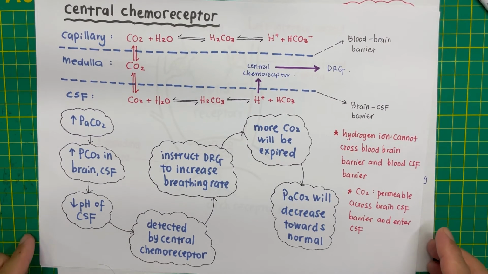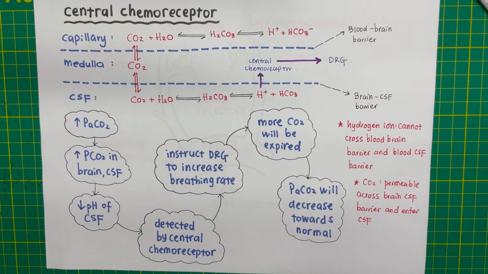Okay, this is a diagram at the level of the capillary, medulla, and CSF. Carbon dioxide is permeable across the brain-CSF barrier and enters the CSF, but hydrogen ion cannot cross the blood-brain barrier and the blood-CSF barrier.